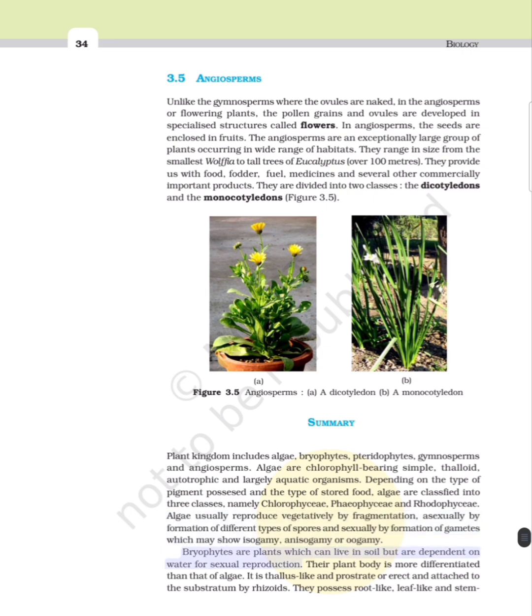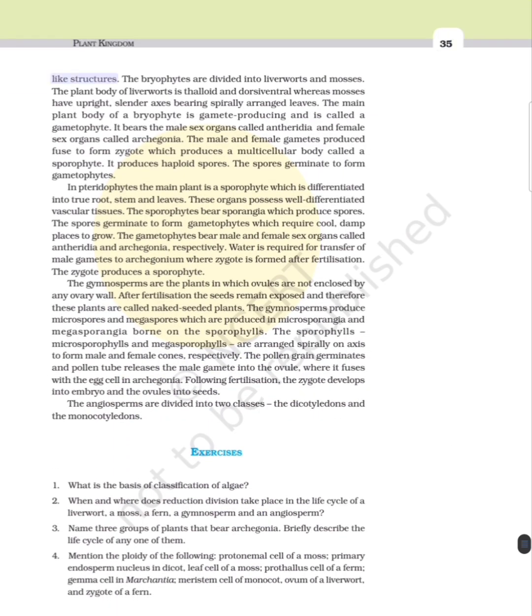Bryophytes are plants which can live in soil but are dependent on water for sexual reproduction. Their plant body is more differentiated than that of algae. It is thallus-like and prostrate or erect and attached to the substratum by rhizoids. They possess root-like, leaf-like and stem-like structures. The bryophytes are divided into liverworts and mosses. The plant body of liverworts is thalloid and dorsiventral, whereas mosses have upright, slender axes bearing spirally arranged leaves.